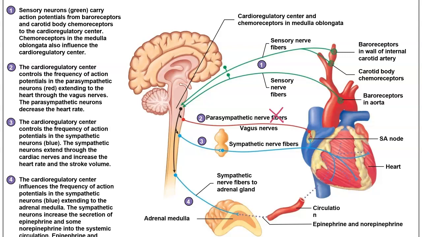At the same time, sympathetic stimulation will stimulate the adrenal medulla into secreting epinephrine and norepinephrine, which are going to travel through circulation, reach the heart, and have the same sympathetic effect as the sympathetic nervous system.